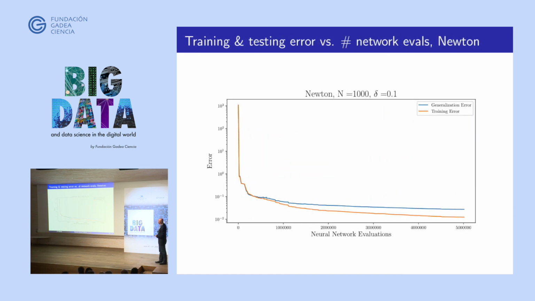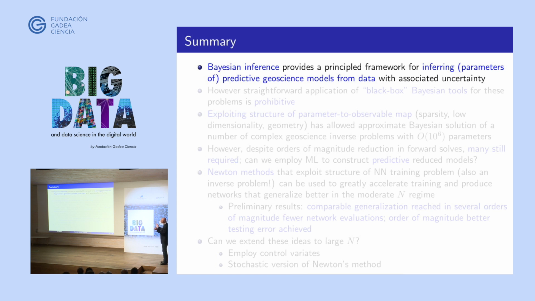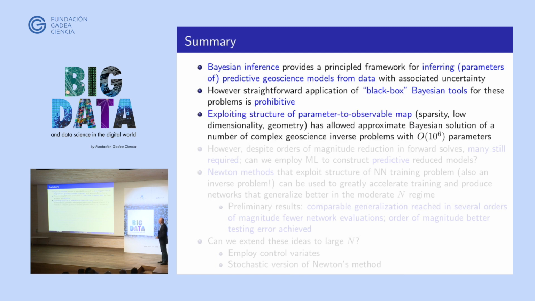Okay, so I'll just stop with the conclusions. Bayesian inference is an attractive way of solving inverse problems, but if you just use black box tools that don't dig into the structure, into the inside of the parameter-to-observable map, then it becomes prohibitive. And exploiting the structure of this map, sparsity, low dimensionality, geometry, allows you to solve or approximately solve some large and very complex forward model Bayesian inverse problems. I should mention, the method I talked about is just one. There are a number of other methods that are using Hessian and even third derivative information.